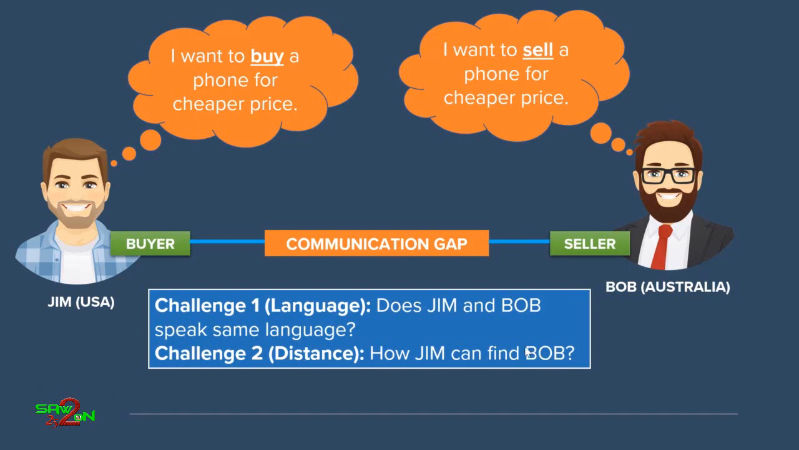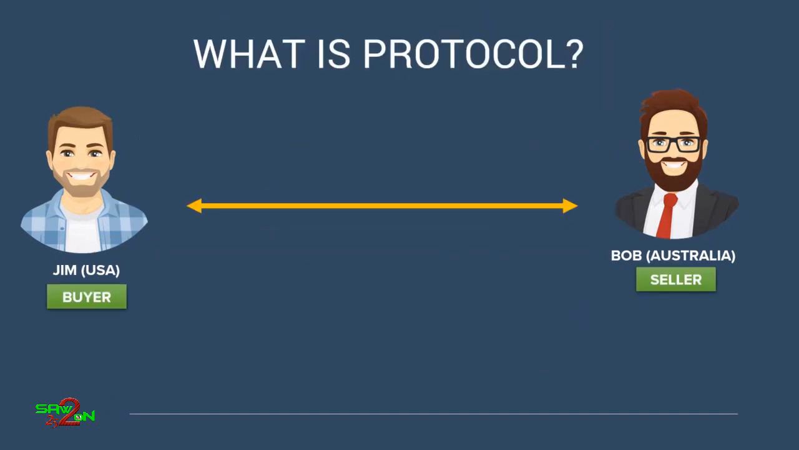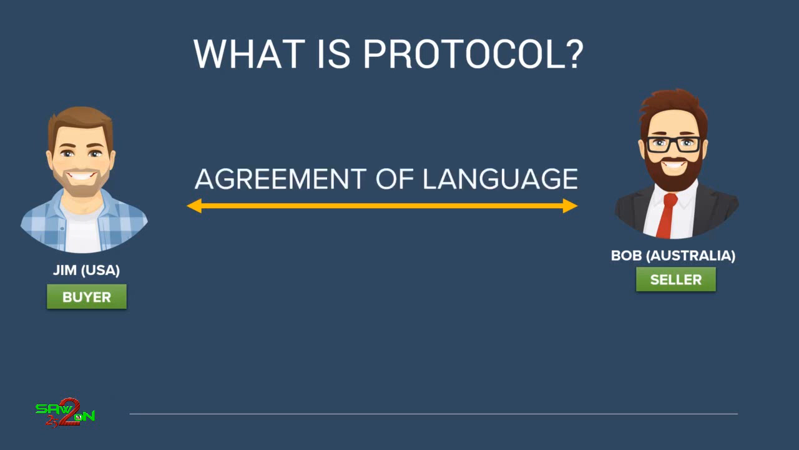Okay, so let's move on. So this is the challenge. Let's see how we'll solve this challenge. So let's understand what is protocol. Jim is staying in the USA and Bob is staying in Australia, so they might be speaking different languages. So the first thing they have to have is an agreement on the language. If they want to communicate, they have to say, okay, let's speak a similar language, so that we can have an agreement of a language first, so that we can speak, right?